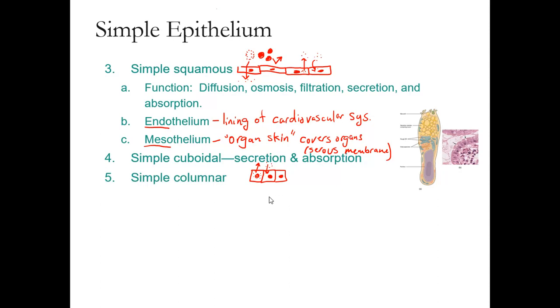Simple columnar, very similarly. Once again, by the way, this is simple cuboidal here. Let's not get confused. And then simple columnar, we're going to have one layer of tall cells, like that. Great. So simple columnar is also too thick for us to have things pass through easily.